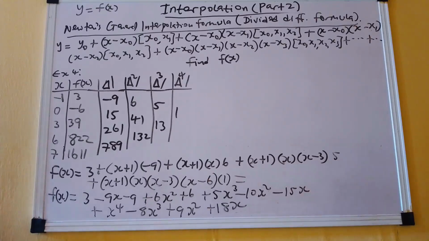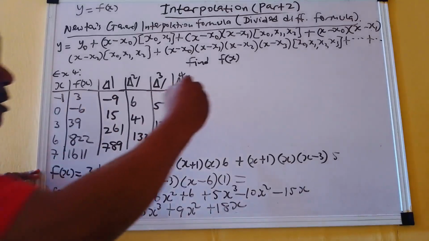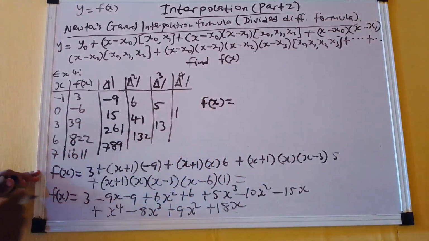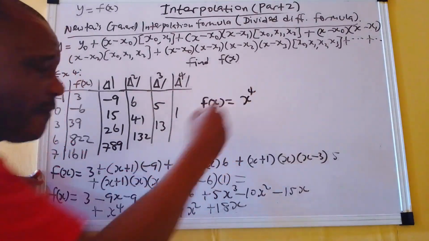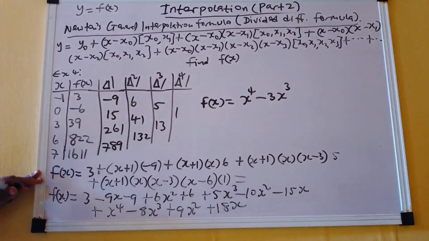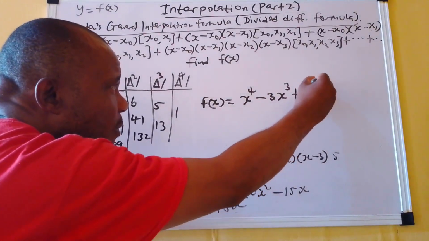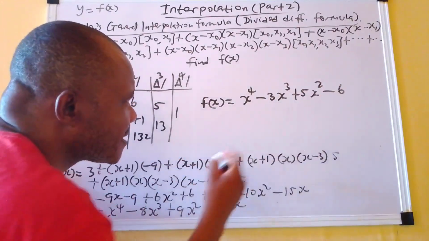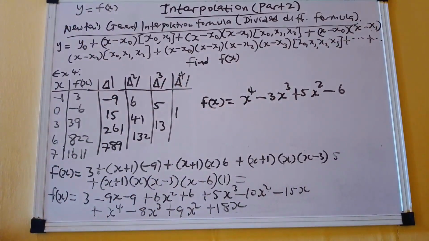Now you can see what we have there. So if you take the like terms, you will come together and have your f of x to be equal to x raised to the power 4 minus 3x cubed plus 5x squared minus 6. So you can see that is what you are going to have: x raised to the power 4 minus 3x cubed plus 5x squared minus 6.